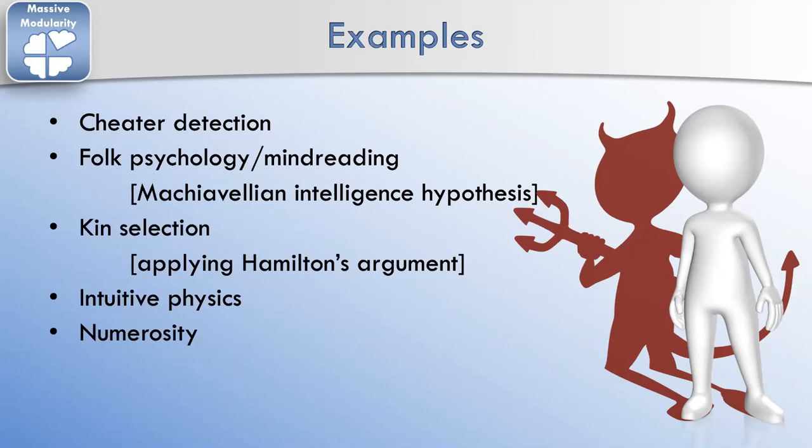There are some examples that we could give. We'll talk about cheater detection in the next video. I'll talk about psychology right now and numerosity right now. But these are all things that have been argued for in the literature. And there are hundreds or thousands. So essentially any traits you expect would be there because of evolutionary history.